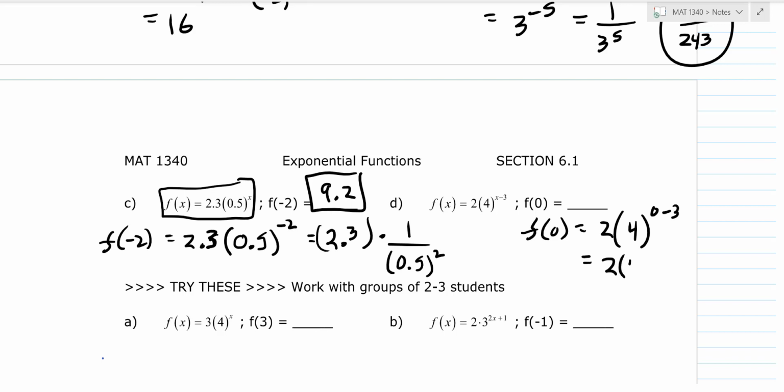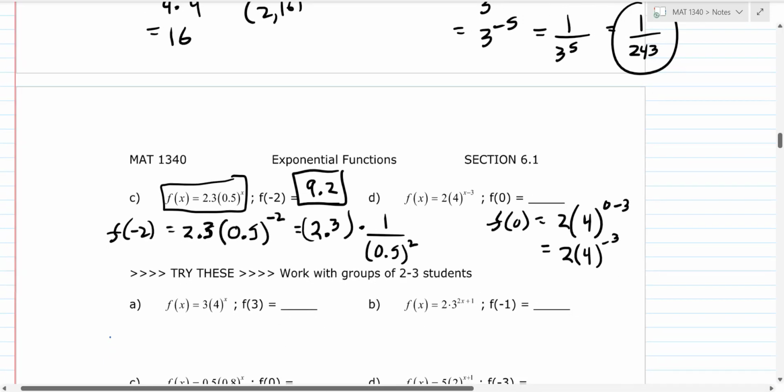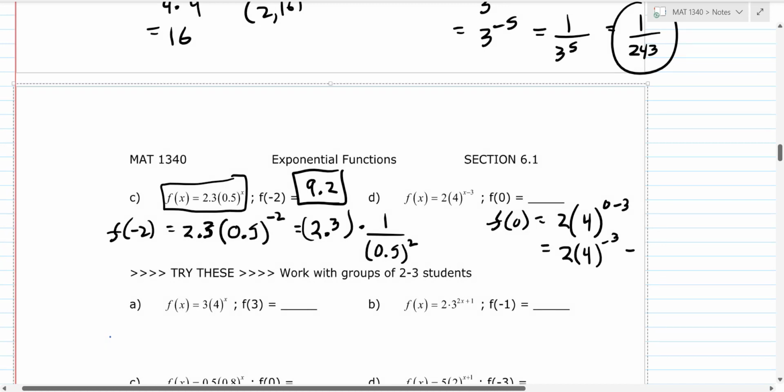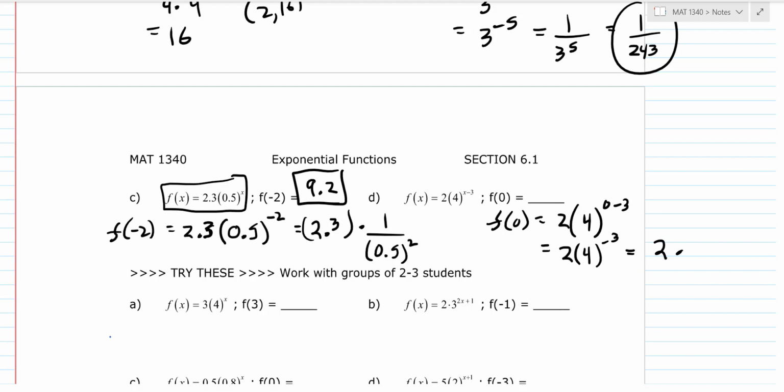So that's 2 times 4 to the -3. This would be an example. There's no decimals. I would prefer that you do this without your calculator. Okay, so what am I going to do with 4 to the -3? Got a negative exponent. What do I typically do? I take it to the bottom, right, to make that positive exponent, right?